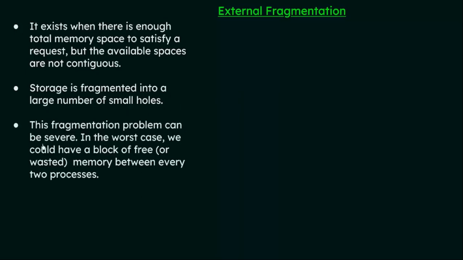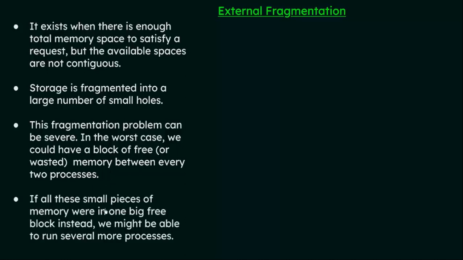And this fragmentation problem can be severe. In the worst case, we could have a block of free or wasted memory between every two processes. If there is a free block of memory between every two processes, that memory may be too small to accommodate a particular process later on. Also, the blocks cannot be combined into one single memory block because they are not contiguous. So in the worst case, that could be a severe problem. If all these small pieces of memory were in one big free block instead, we might be able to run several more processes. This is what I just explained.